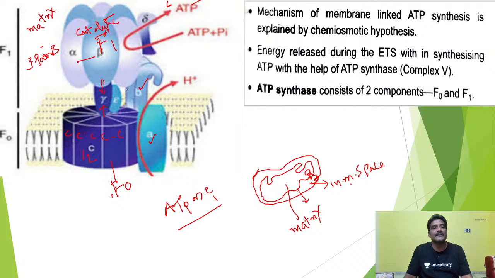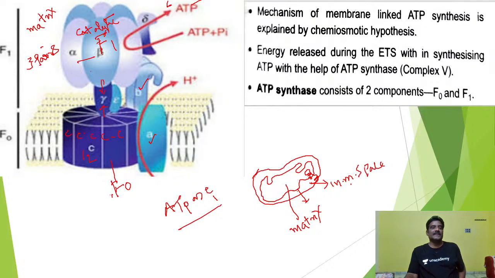What is the meaning of the catalytic site? This is the place which is very important for the synthesis of ATP here. So which part of the oxisome, ATPase or ATP synthase, is important for ATP synthesis? It means this is F1. That point you have to understand here.